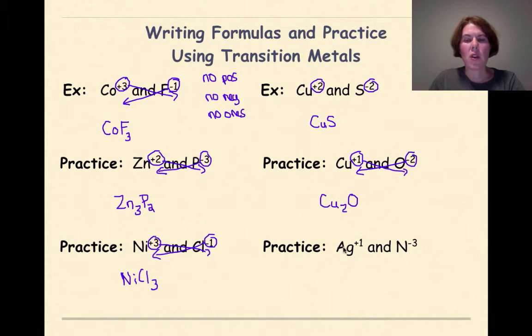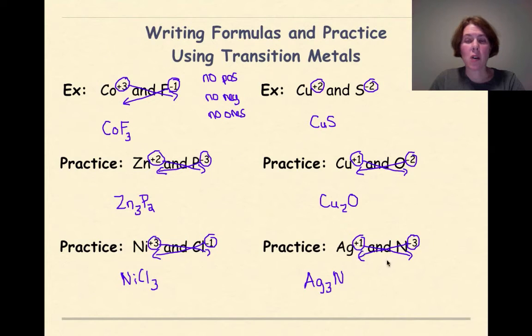Finally, the last one, Ag +1, N -3. So the +1 would go down to here, and the -3 would go down over here. So when I rewrite this, this is going to be Ag3N.